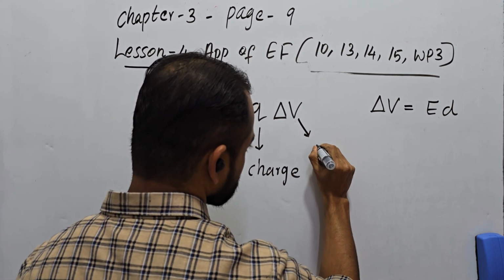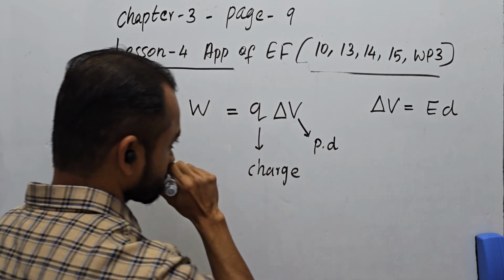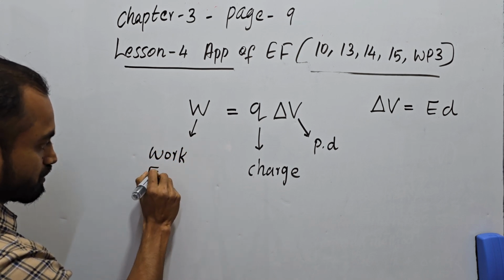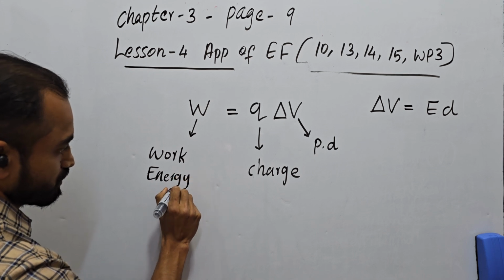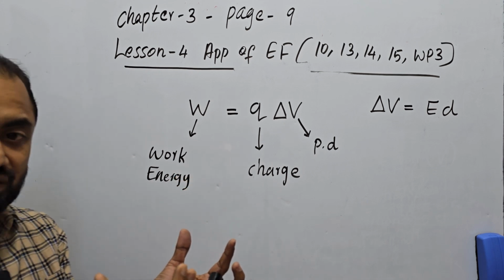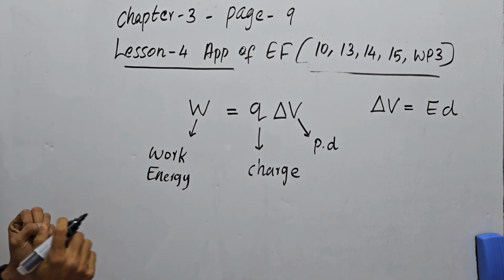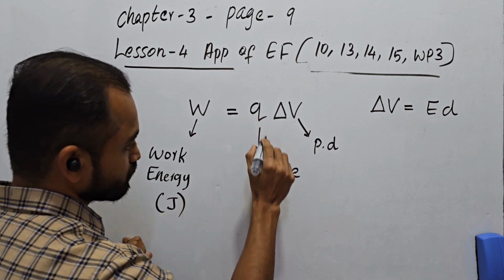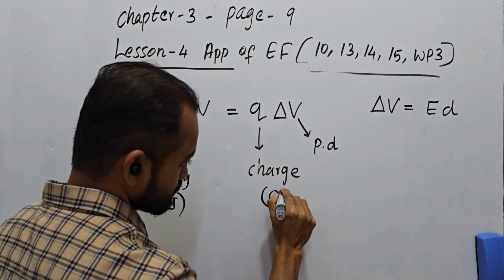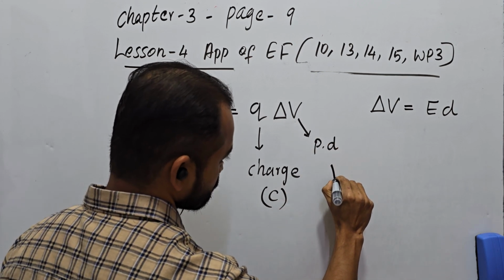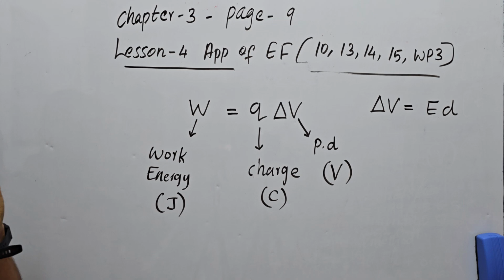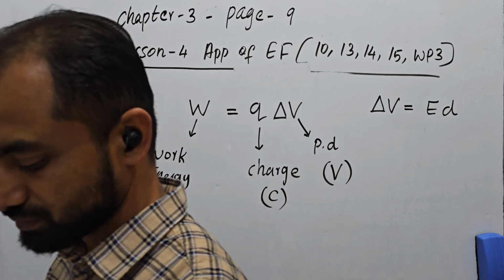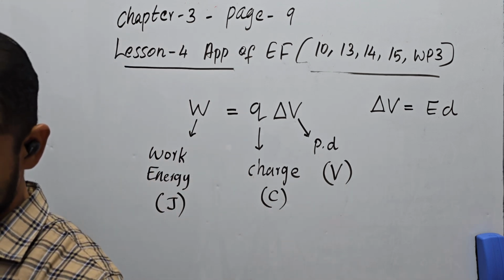What is delta V? Voltage or potential difference. What is W? Work or energy, right? Work on the test charge or energy gained by the charge. What is the unit of work? Joule, J. What is the unit of charge? Coulomb, C. What is the unit of potential difference? Volt, okay. Joule per coulomb, okay. Can you answer the next five questions in 5 minutes? Next five questions, correct.